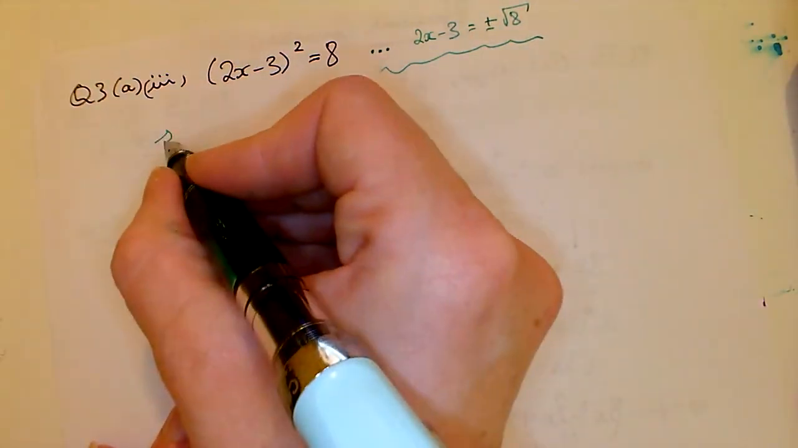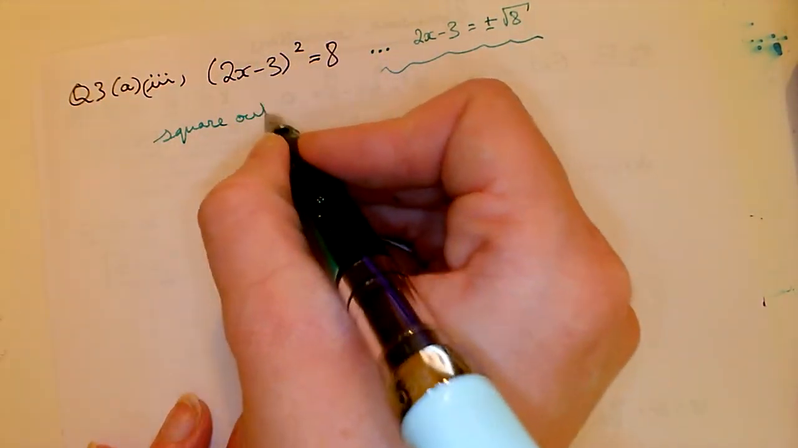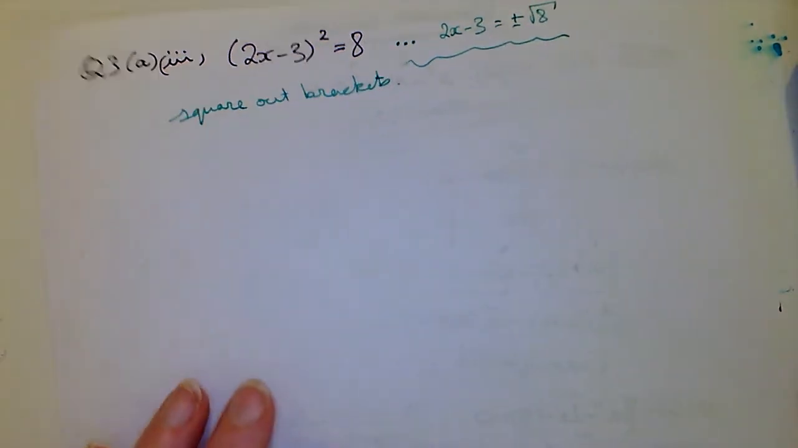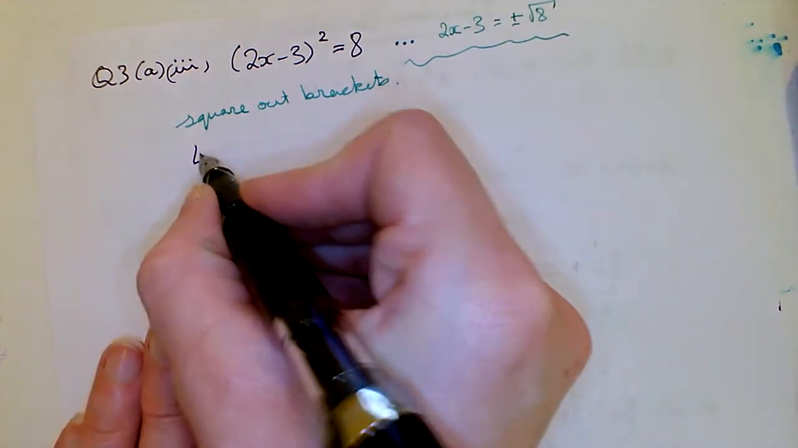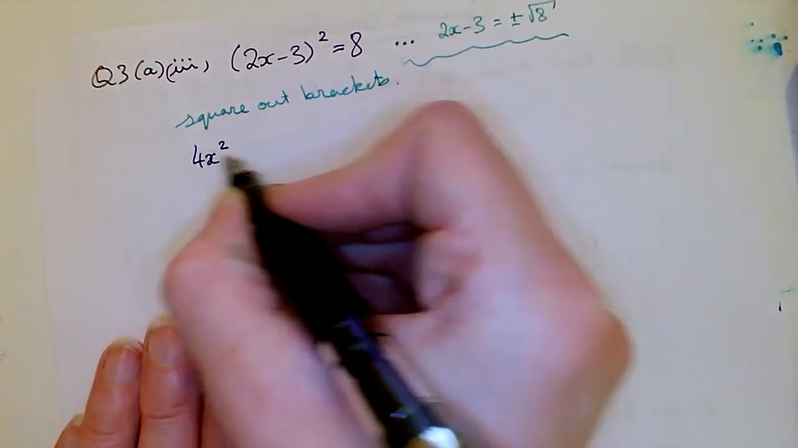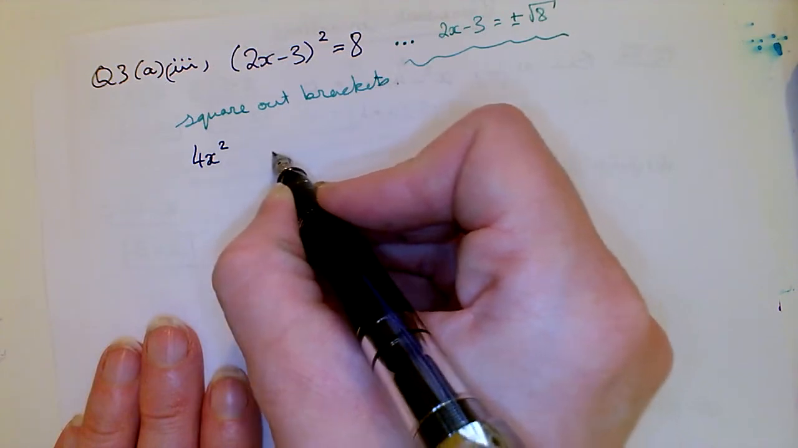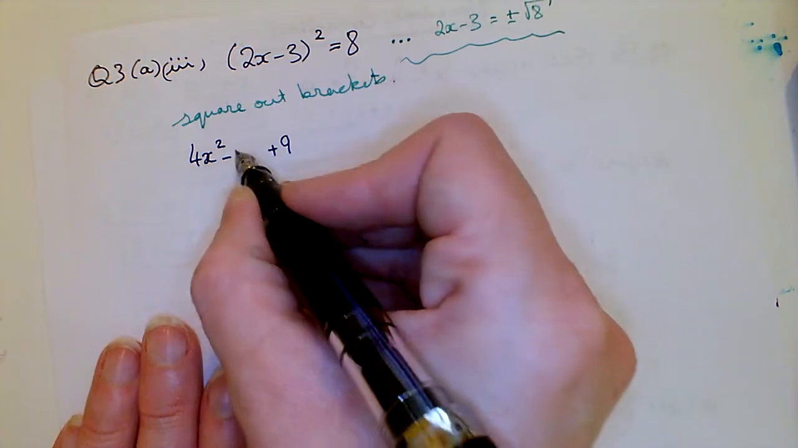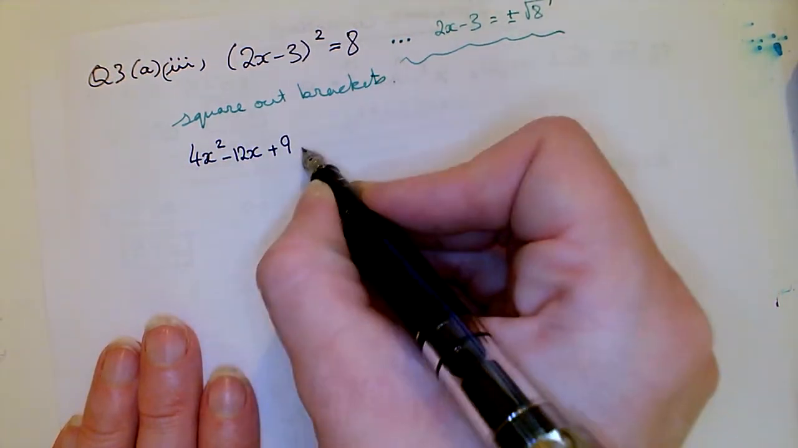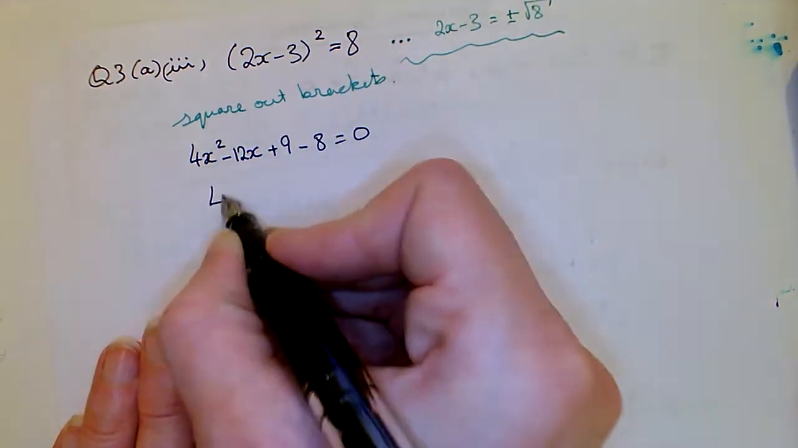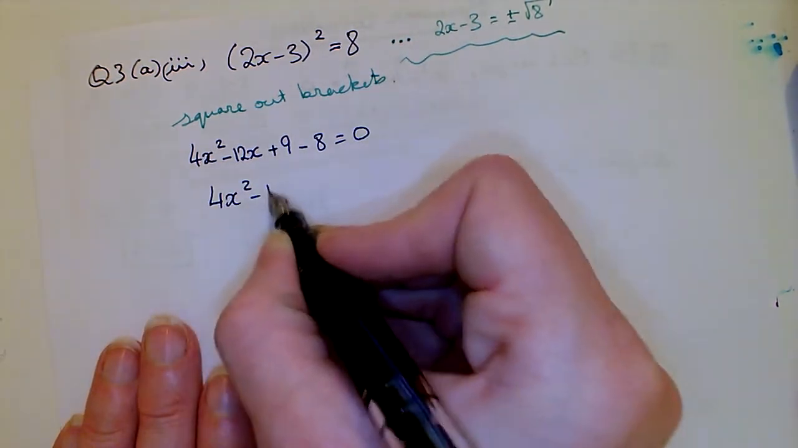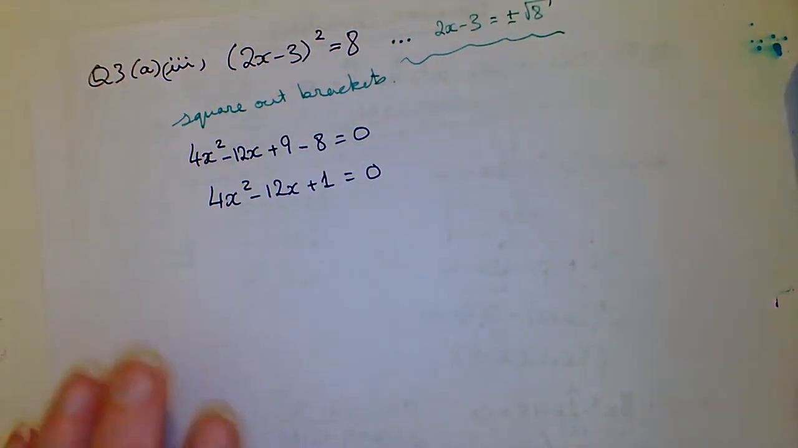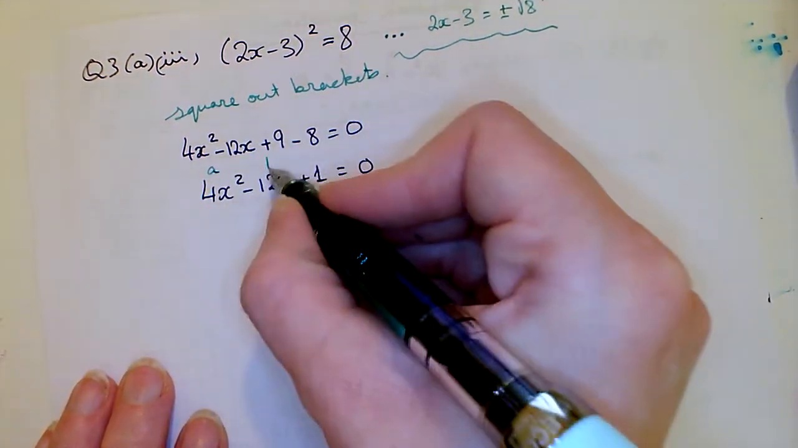And first we're going to square out the brackets. We have a shortcut for squaring out. We square the first, 4x squared, square the last, plus 9, and double their product, minus 6x, and double it, minus 12x. Bring the 8 over because I need my quadratic to be in the form x squared, x, and a constant before I can use my quadratic formula. So we've got a, b, c.